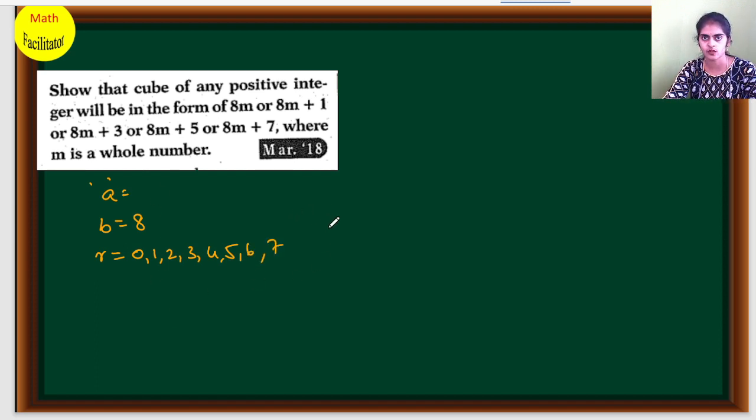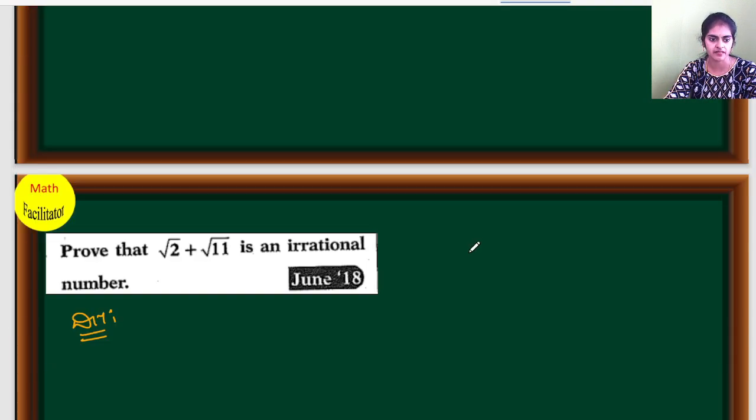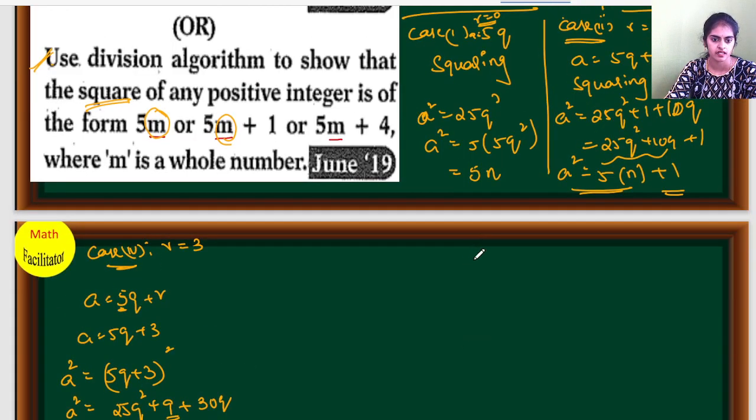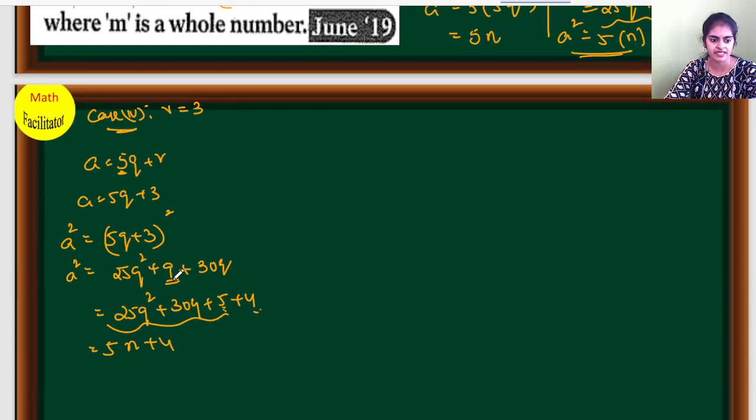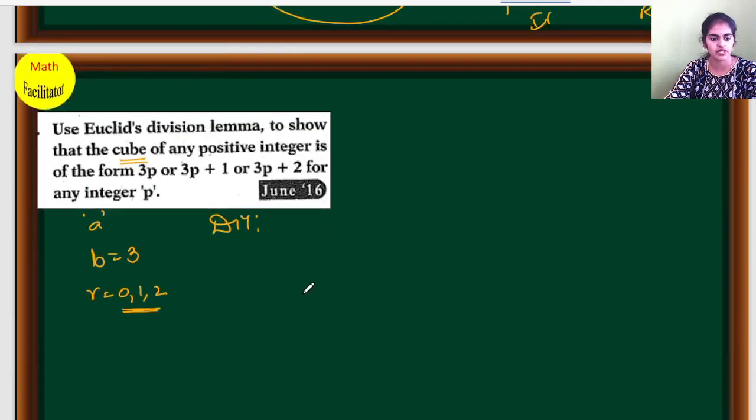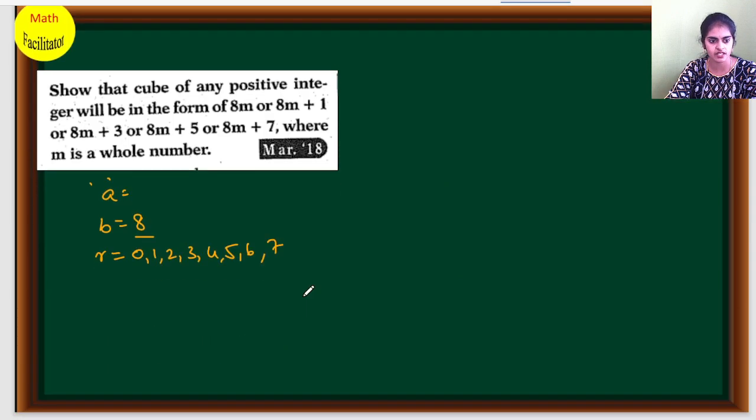Okay, so all the cases you will take, and wherever you get a bigger remainder, there you will split it. It should not be greater than b. If it is greater than b, you will split it, like we have done here. See here, b is actually 5. B is 5, so this 9 which I got is greater than 5, so I'll split it. So the same thing you'll do here. So please practice these questions.